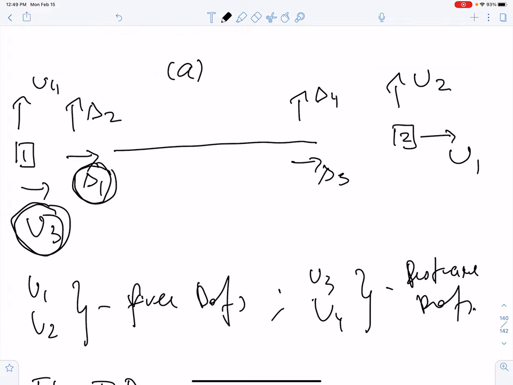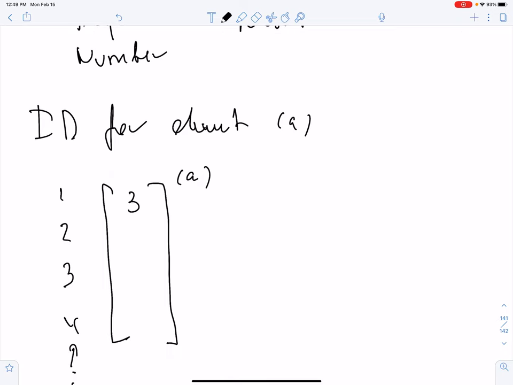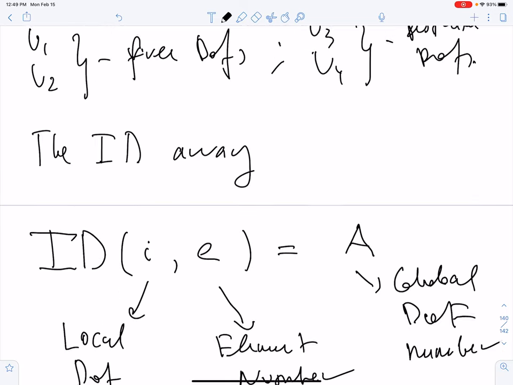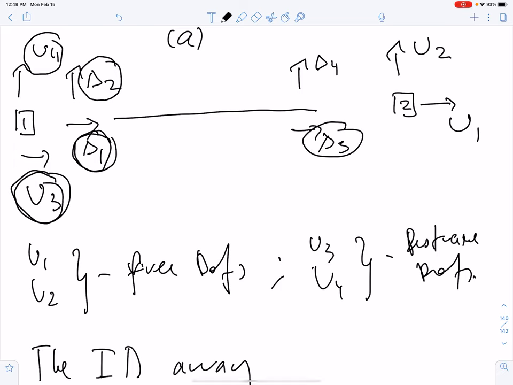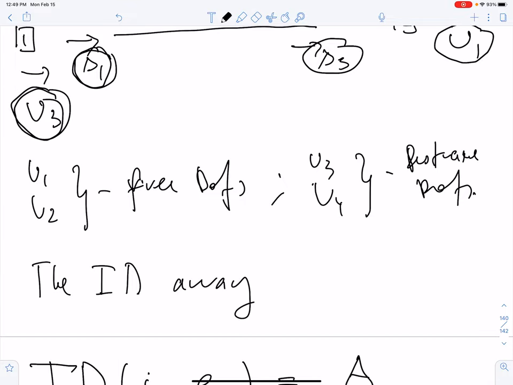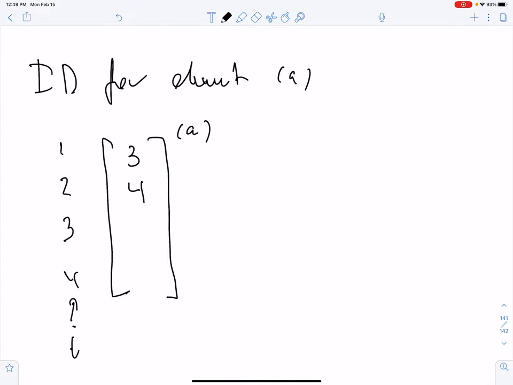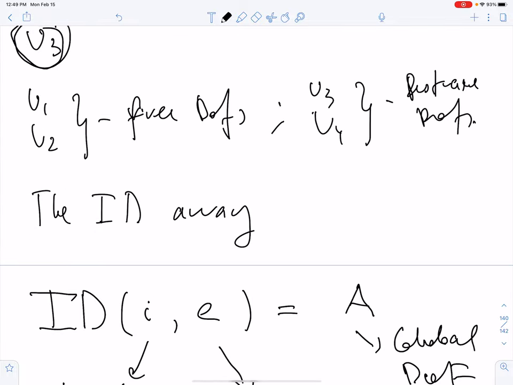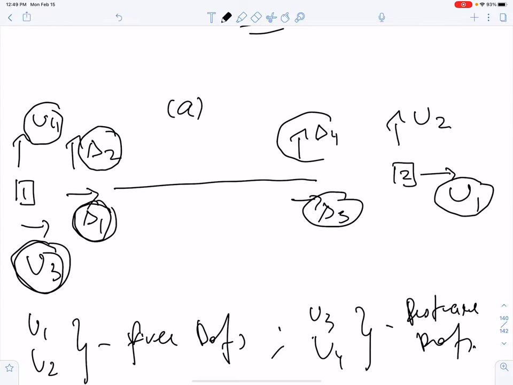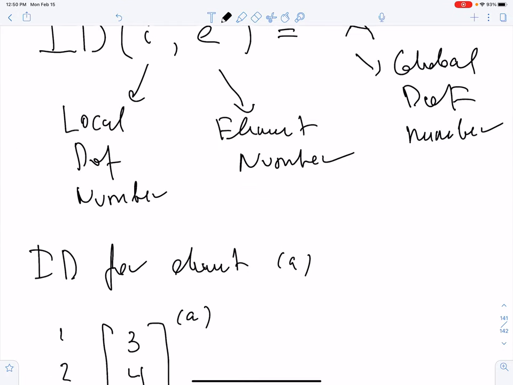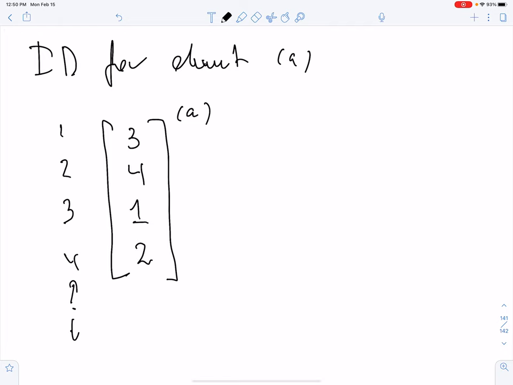We'll go back to this figure. We'll look at the next degree of freedom, which is delta 2. You can see that it corresponds to U4. So we'll put a 4 here. We go to delta 3, and you see that its global counterpart is U1. So whatever U1 is, delta 3 has to be, by compatibility. So we'll put a 1 here. And finally we visit the last element degree of freedom, which is delta 4. And what we find is its corresponding global degree of freedom is U2. So we put a 2. And so this is how we build up entry by entry the ID arrays.